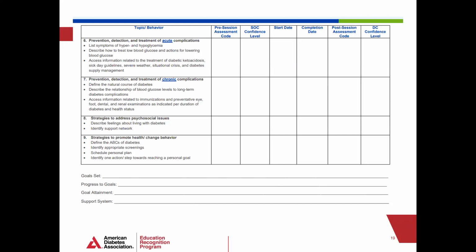So what's interesting is that people at the beginning don't know what they don't know. So keep in mind that even the goals that they set at the beginning might change after a first or a second session because they're learning something that they did not know at the beginning.